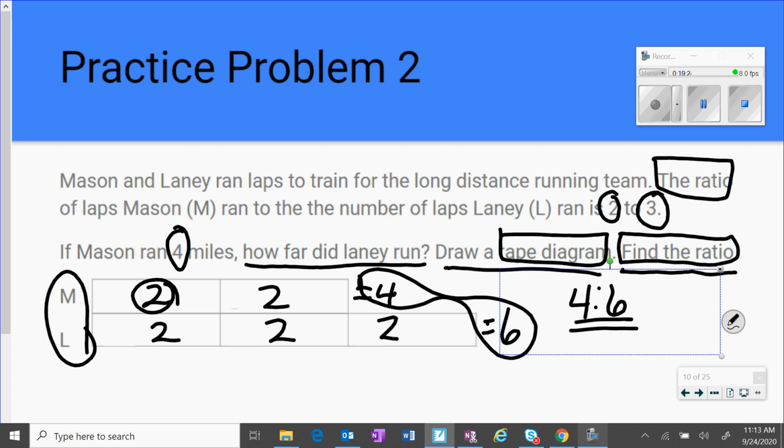Because I don't know about your side, Mr. Vasquez, but on my side, I have a lot of people that ignored the other part of the question. That's why we underline it. And the other part was, how far did Laney run? So what'd you get, Charter? Did you get to that part? So how far did Laney run?